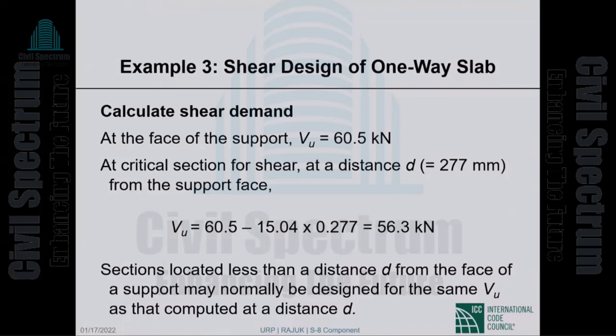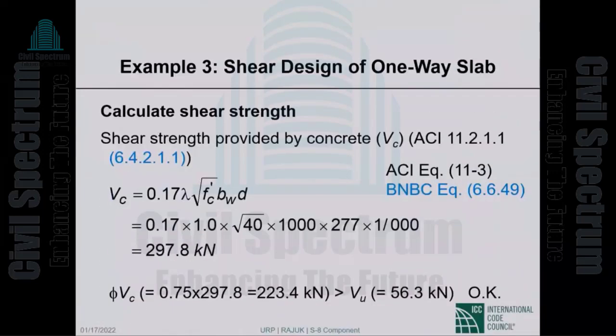Critical section for shear is at a distance d from the face of the support. d, we calculated, is 277. So the 60.5 kilonewtons of shear goes down to 56.3 at the critical section. Out of that, V_c is 297.8. So we have 56.3 kilonewtons of shear at the critical section.